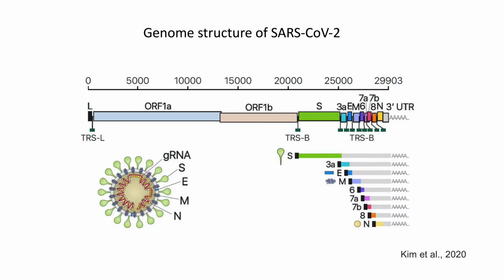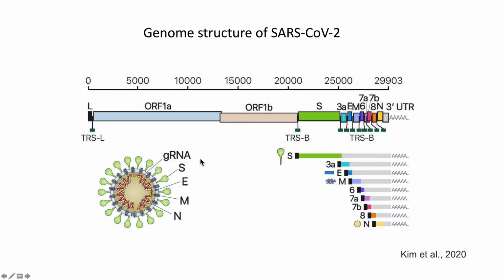Let's look into the genome of SARS-CoV-2. We know that this genome is 30 kilobase pairs long. It has several genes, shown in different colors here. These genes are transcribed into mRNA and translated into different proteins that constitute the major parts of SARS-CoV-2.